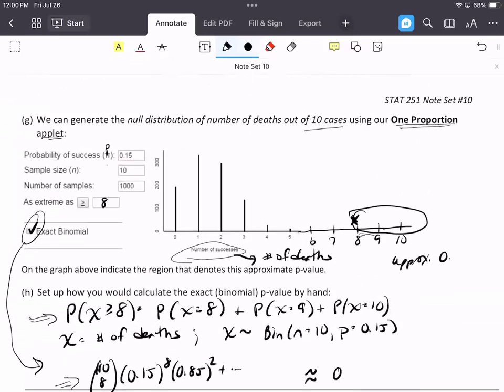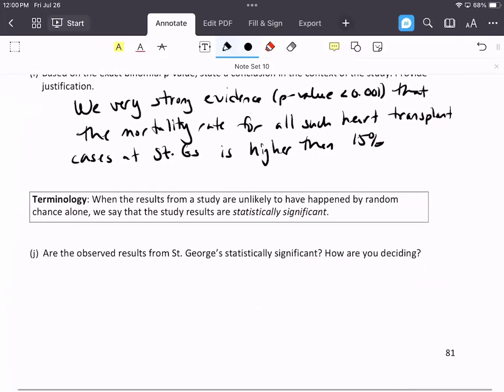Because to have it just happen by random chance alone would be extremely unusual, assuming that the 15% benchmark is a good estimate of what it should be, or what we're assuming it is. When the results from a study are unlikely to have happened by random chance alone, we say that the study results are statistically significant. And these are definitely statistically significant. Are the observed results from St. George's statistically significant? Oh, yes. We definitely see that. How are we deciding? We have a very, very small p-value. It looks like it would be very, very unusual for it to happen by random chance alone.